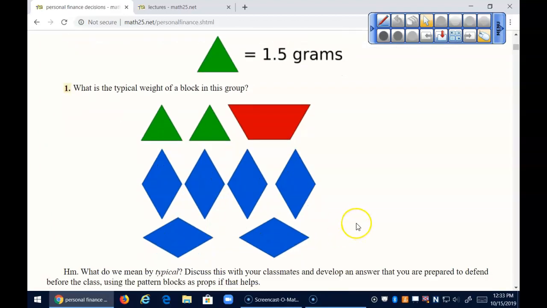So what does a typical weight of a block in that group mean? And there's no right answer to this question, because the word typical doesn't have a precise mathematical definition. So if it helps, go ahead and grab blocks from the tub and build that collection in front of you and see if you can figure out a convincing argument, at least for yourself, about what counts as typical in that situation.